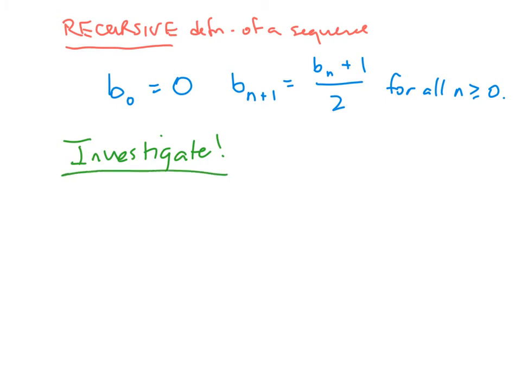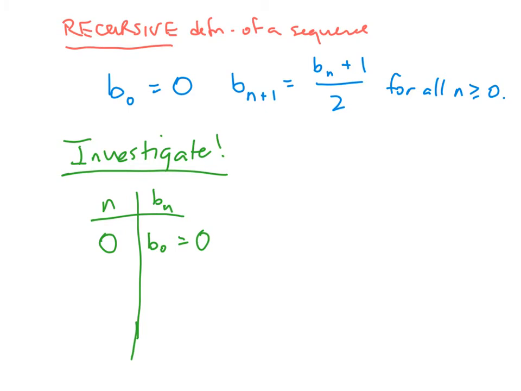All right, so we're going to investigate this numerically using a table of values. So I'm going to create a table of values, n, and then b sub n. And then think about what the first few terms of the sequence would be. Well, first of all, we already know the 0th term. b0 was defined to be 0.